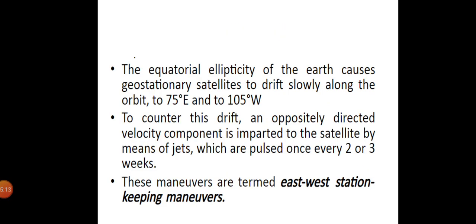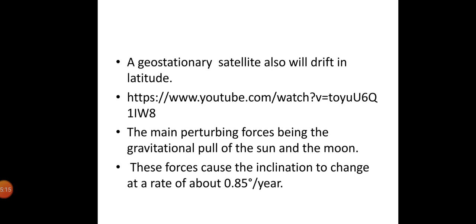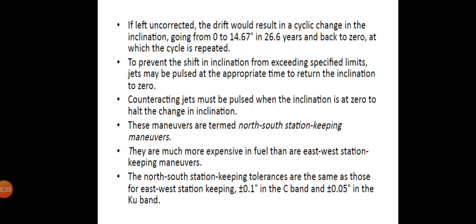A satellite which is nominally geostationary will also drift in latitude, the main perturbing forces being the gravitational pull of the sun and moon, and these forces cause the inclination to change at a rate of about 0.85 degree per year. If left uncorrected, the drift would result in a cyclic change in the inclination going from 0 degree to 14.67 degree in 26.6 years and back to 0, at which the cycle is repeated.